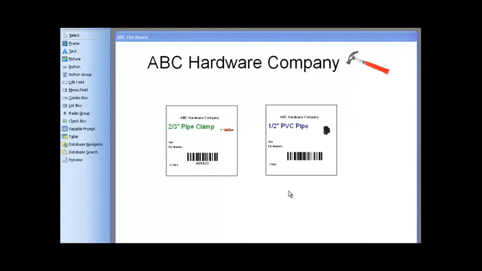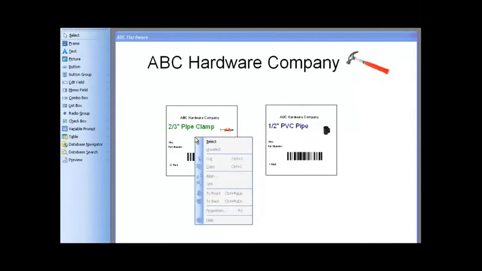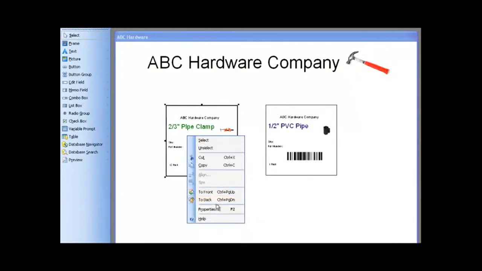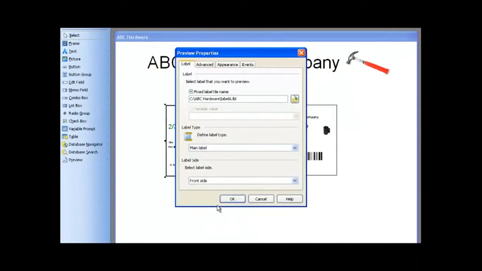The next thing we're going to do is right-click on each one of the previews so we can go to the properties. And we want to go to the Event tab. And that's where we're able to define what events will occur when the user clicks on an object.